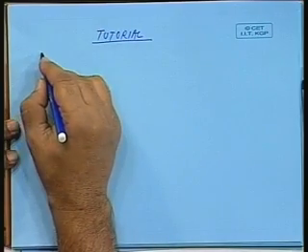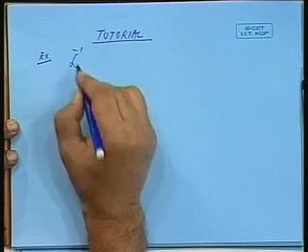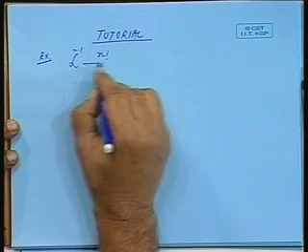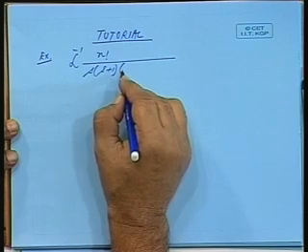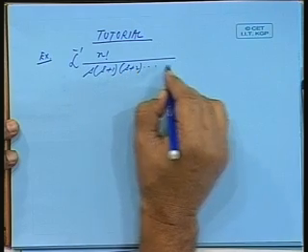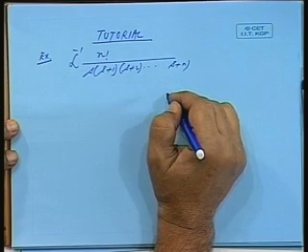The first question is, determine the Laplace inverse of factorial n divided by s into s plus 1 into s plus 2 up to s plus n.